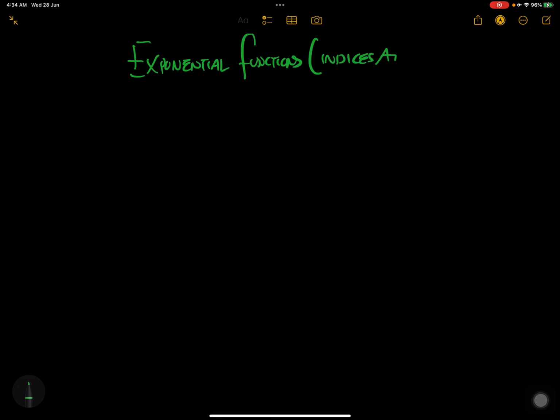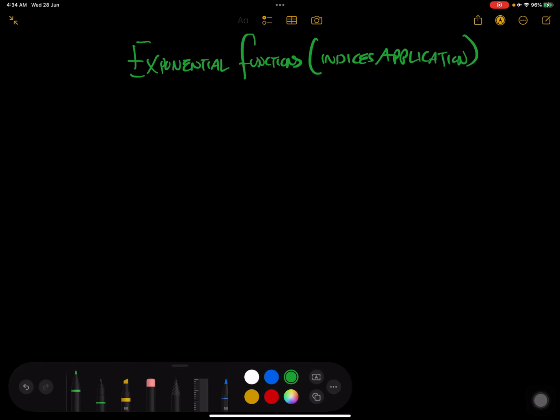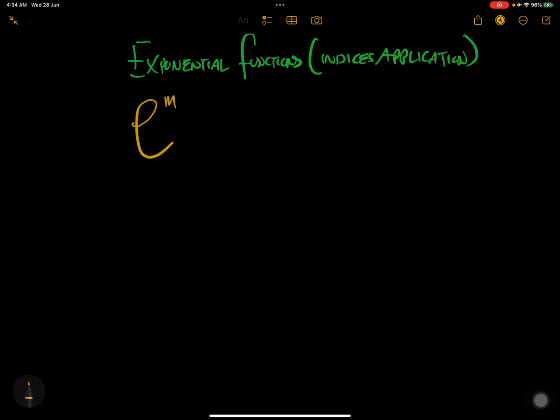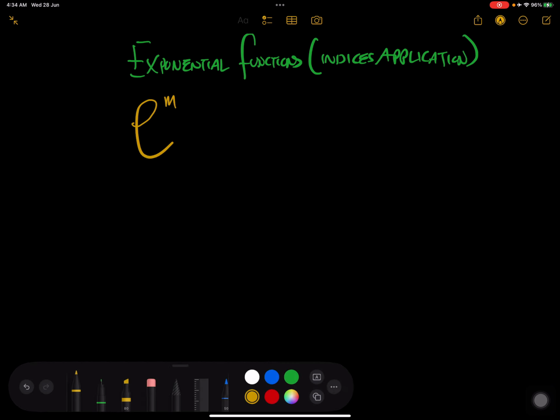Indices. application. Let me put it that way. So let's imagine that we know that an exponential function is of the form e to the power of m. You're always going to have an e. An exponential function is always going to have an e.